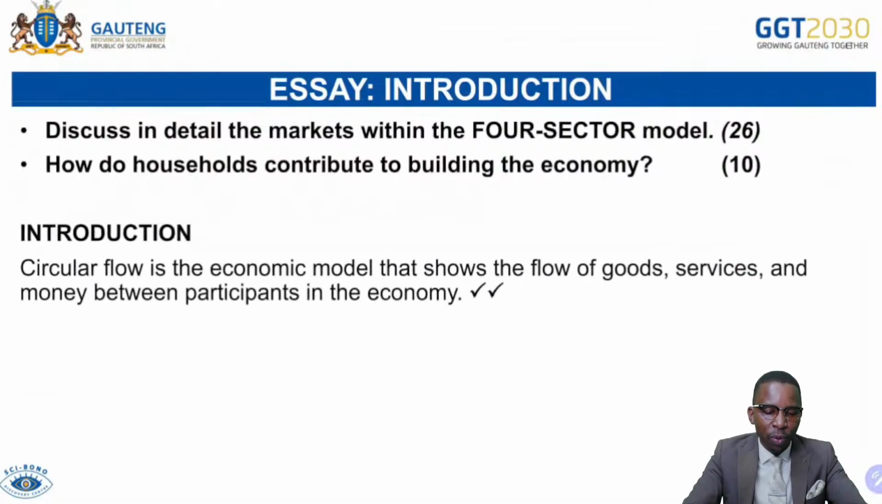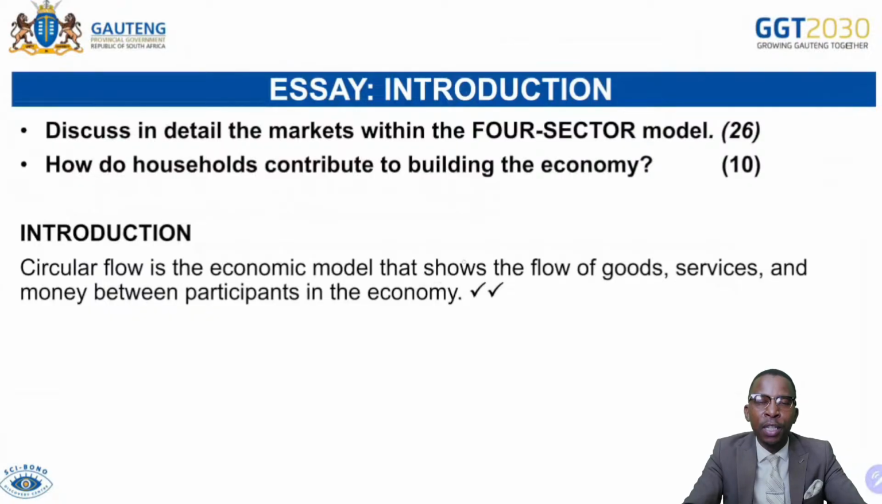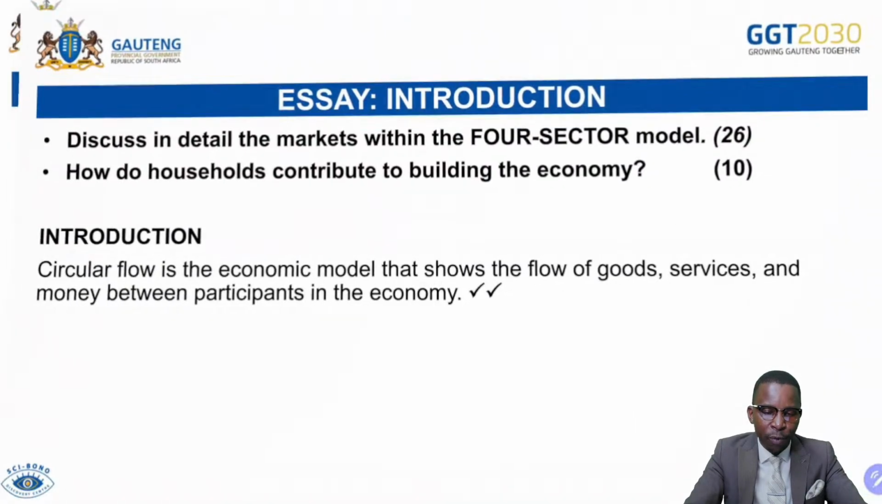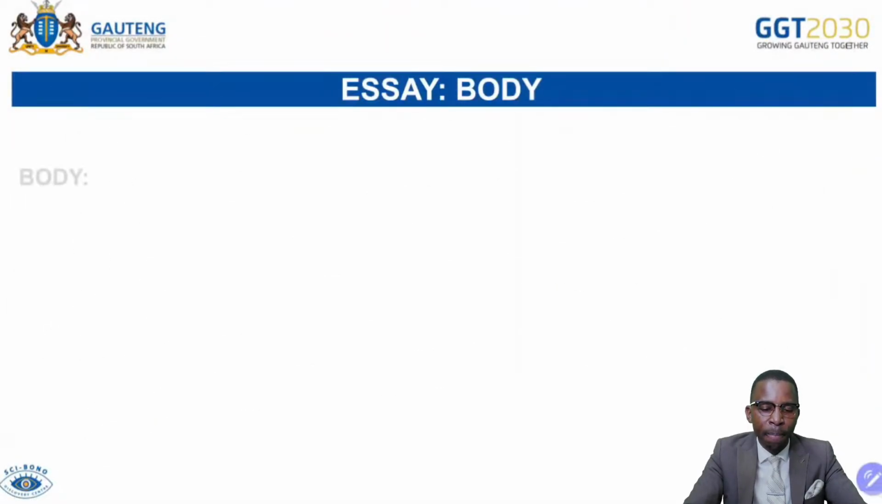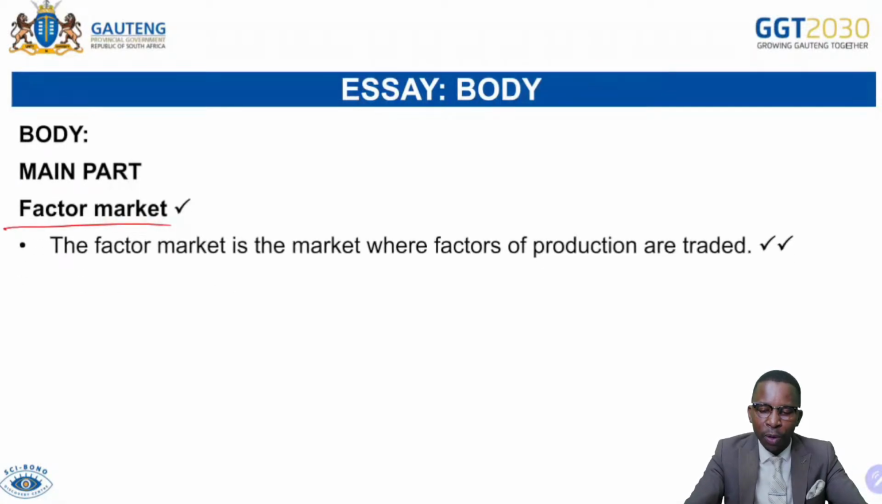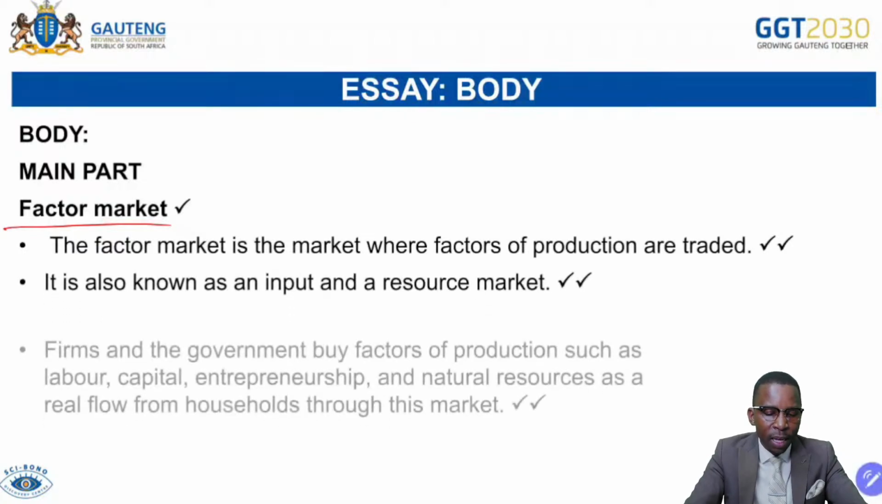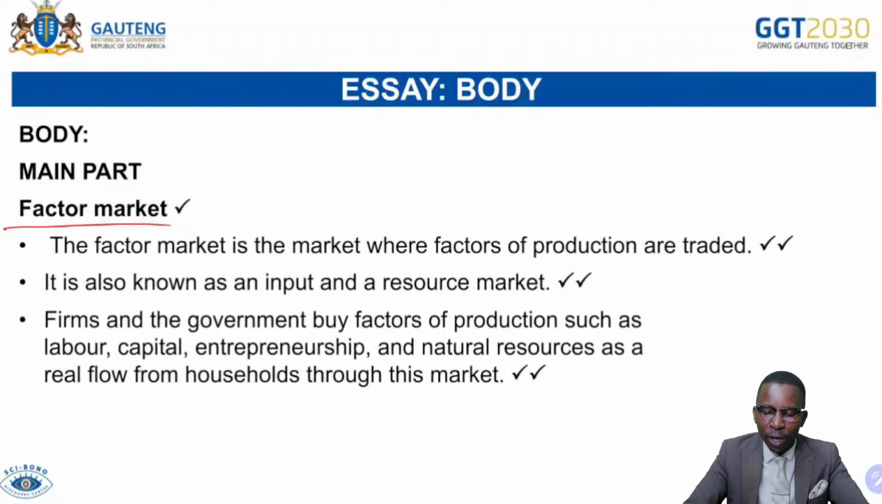Introduction, we define circular flow as the model that explains the flow of goods, services, and money between participants in the economy, or you define the market if you feel like doing so, because it's still correct. And then the body, we deal with the main part in there. We talk about the factor market. Remember, that's a market where factors of production are traded, and then also it is known as an input or resources market. Firms and government buy factors of production such as labor, capital, entrepreneurship, and natural resources as real flow from household through this market.